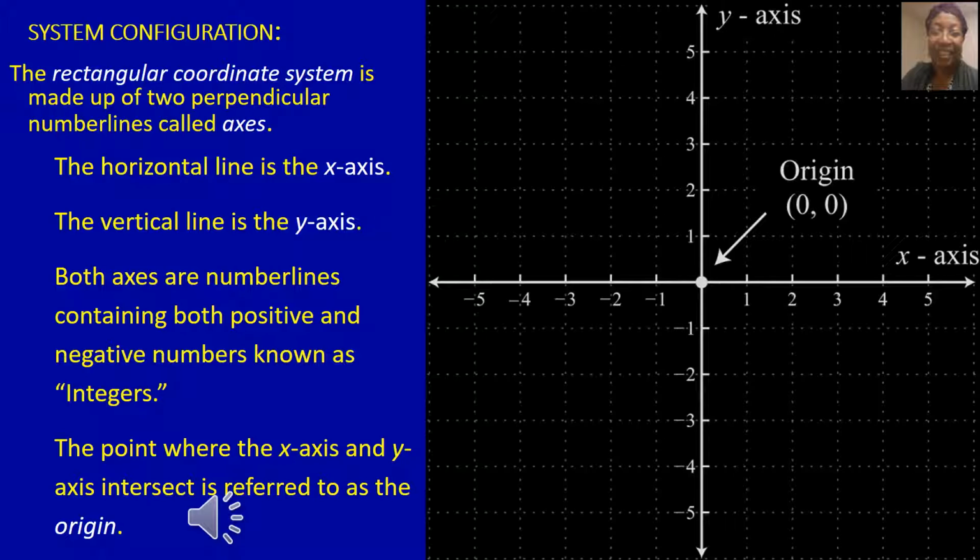The rectangular coordinate system is made up of two perpendicular number lines called axes. The horizontal line is the x-axis. The vertical line is the y-axis. Both axes are number lines containing both positive and negative numbers known as integers. The point where the x-axis and y-axis intersect is referred to as the origin.